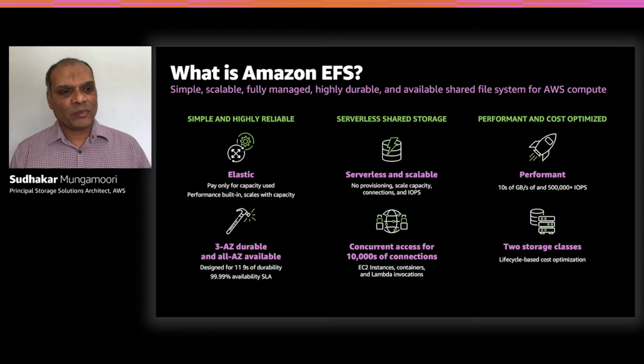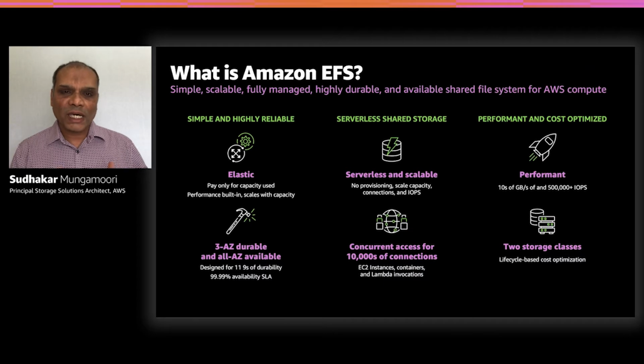EFS is elastic, meaning it automatically scales up or down based on your requirements as you add and remove files. And you pay only for what you use. And you also have an additional provisioned throughput. For example, if you require more throughput than the data stored in the standard storage, you can elastically change the provisioned throughput.